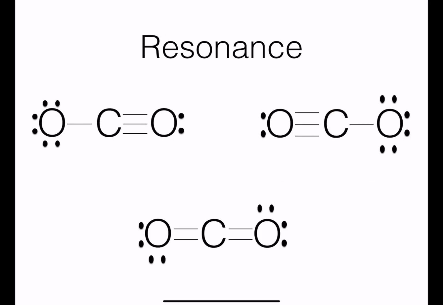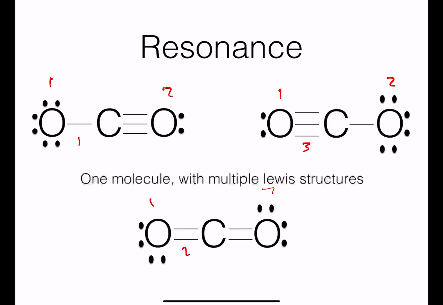So resonance is what we call structures or compounds that can have more than one Lewis structure. So we have to maintain that these are oxygen 1 and 2 in each of these compounds. So you can see that each oxygen 1 has a different number of bonds. This has a single bond, this has a double bond, this has a triple bond. So these are all different structures, different possible resonance structures for CO2. One molecule, multiple Lewis structures.